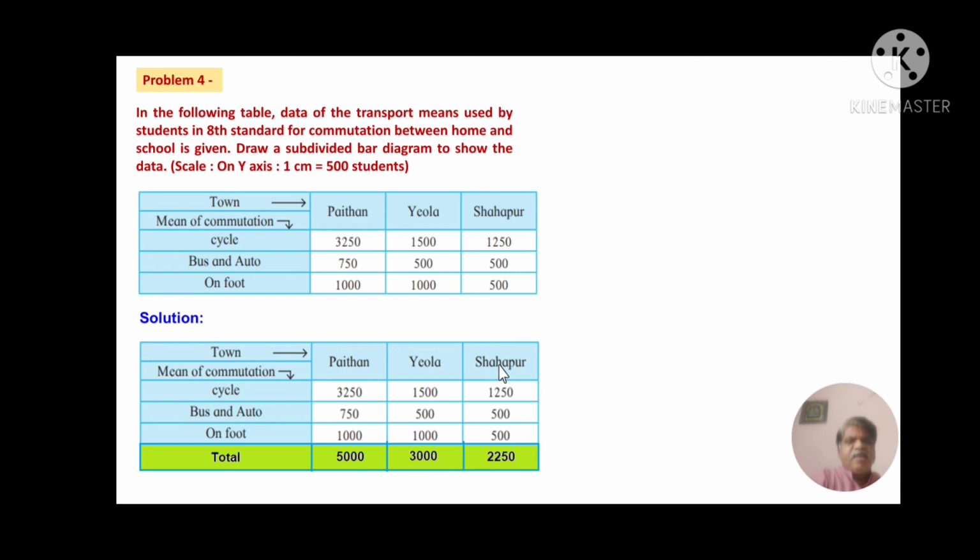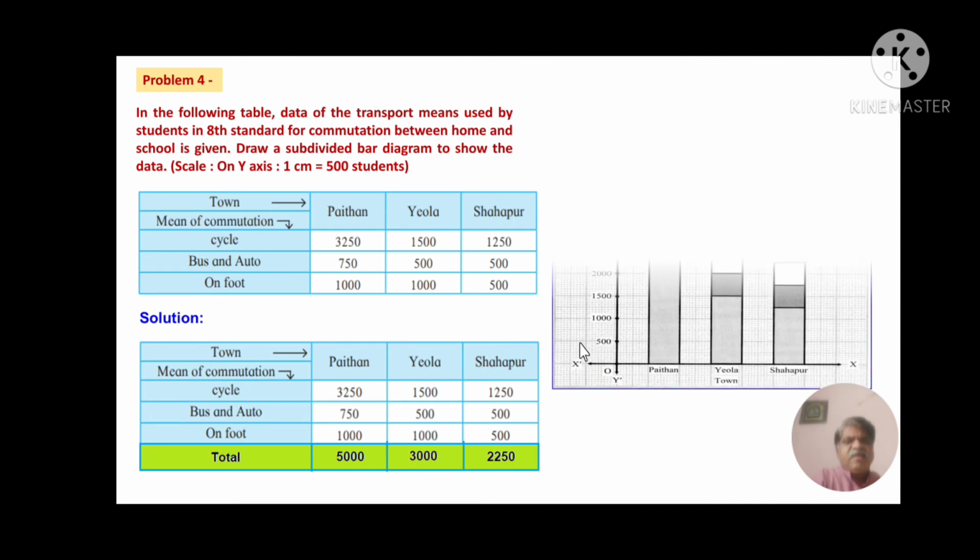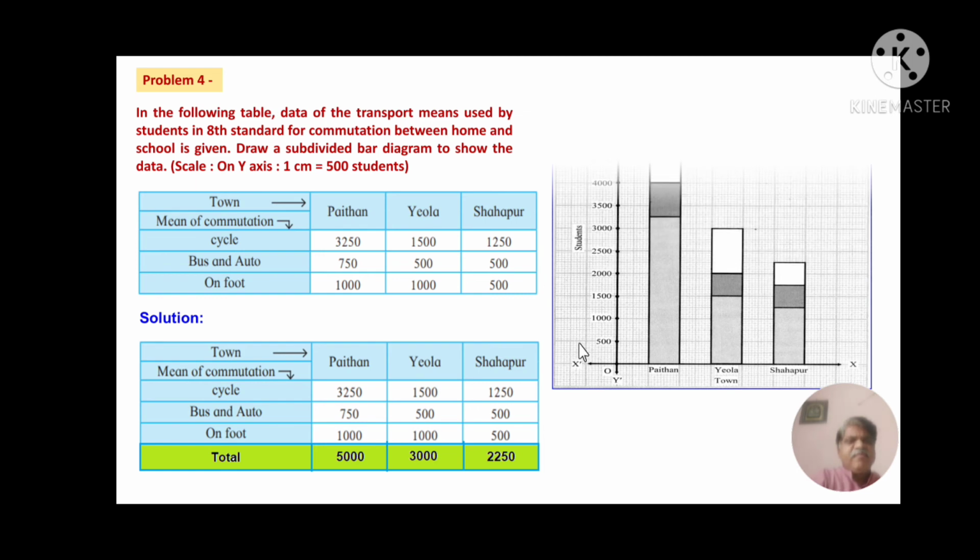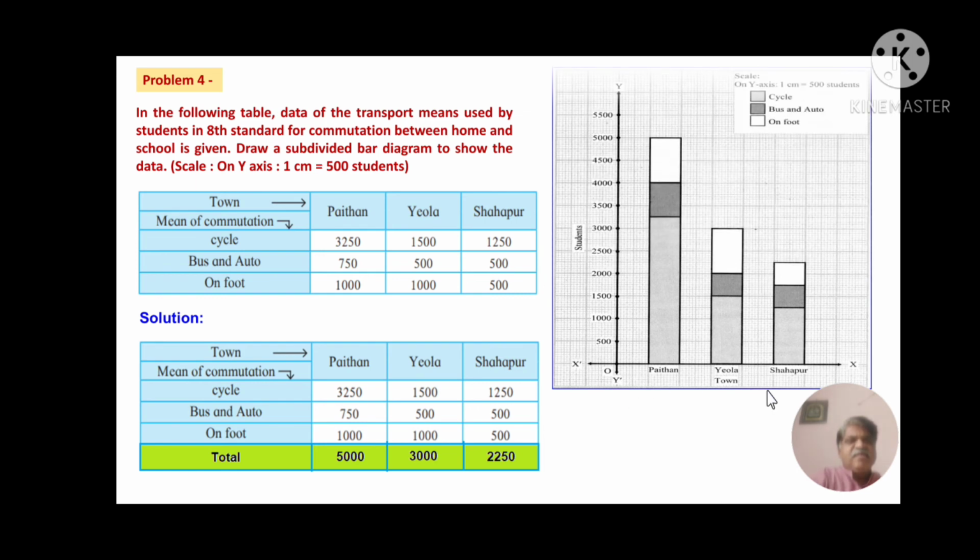Accordingly, let us draw the subdivided bar graph. It could look like this. On the x-axis you consider the 3 towns, whereas on the y-axis the total students are considered. Accordingly, we have to divide them into 3 different modes of transport. So friends, here you have to write the scale. Here we take a minimum of 500. 1 centimeter is equal to 500 students, as given, that we are considering.